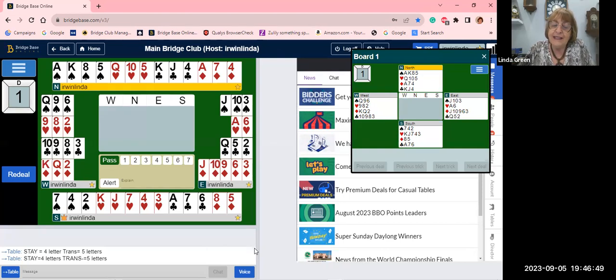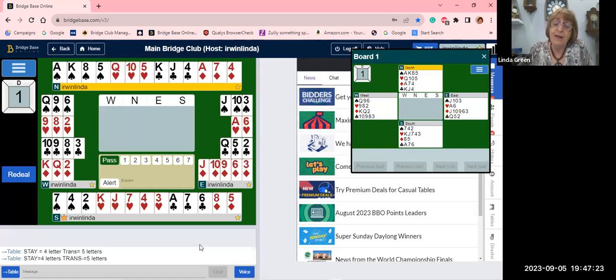Stay, S-T-A-Y, is 4 letters. So to use Stayman, we need to have a 4-card major. Trans is 5 letters, T-R-A-N-S. And now we have this Jacoby transfer family. Now the children that belong to the Stayman family have to be in bed by 8 o'clock. That means in order to use Stayman, you need at least 8 high card points.